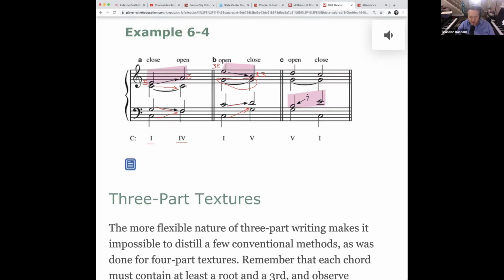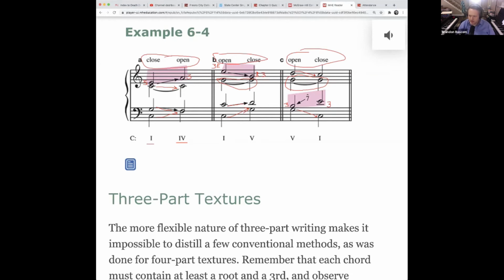Last example, our bass moves down a fifth. We have a common tone, which stays the same for both chords. The third of a G chord is B. That's going to move to the third of our 1 chord, which is E, C, E, G. And the remaining voice moves by step. Notice that these all either went open to close or close to open.